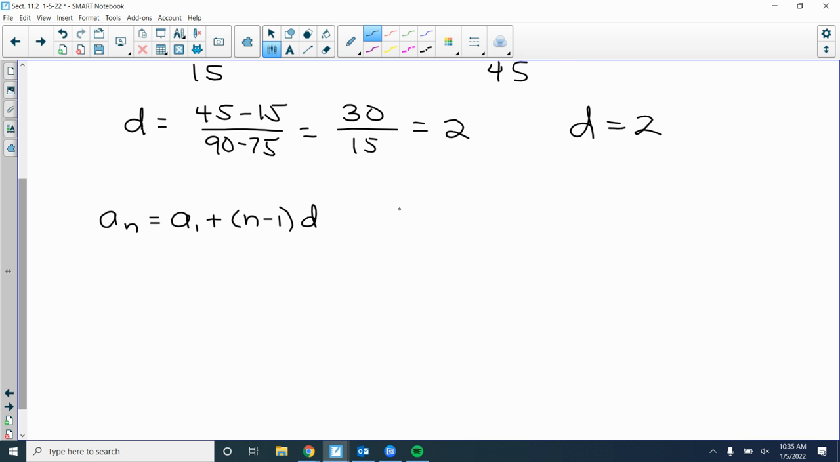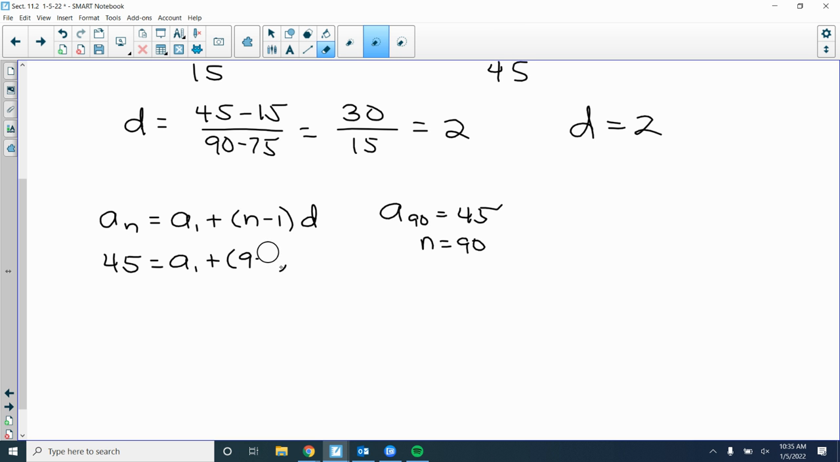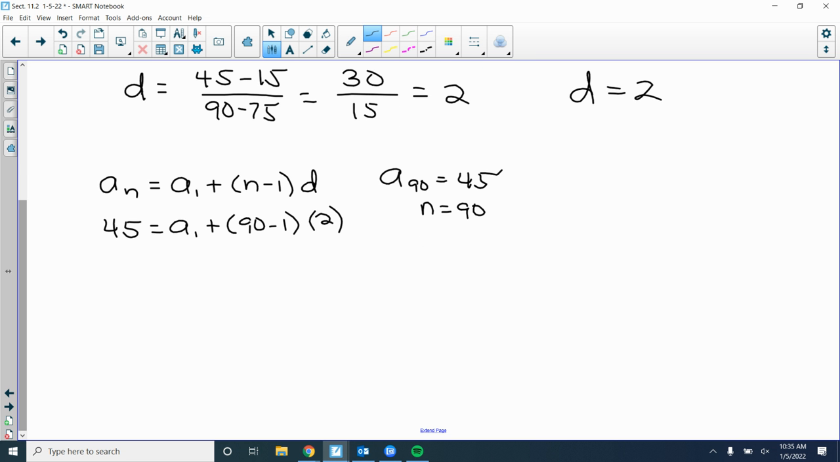The 90th term, a sub 90, is 45. So that means your n value is 90, and when you plug that in, you get 45 for an answer. So I can plug in 45 equals the first term, which I don't know, plus 90 minus 1 times d, which is 2. And now we just go through and solve this.